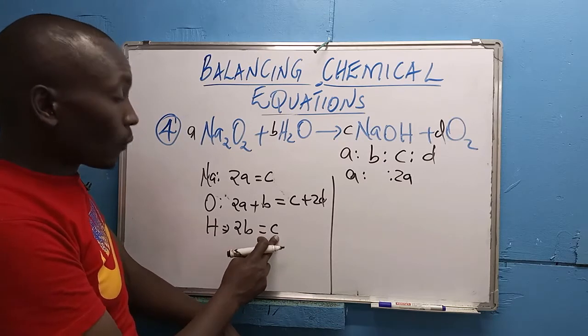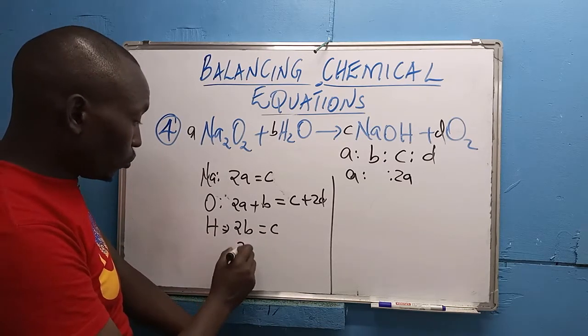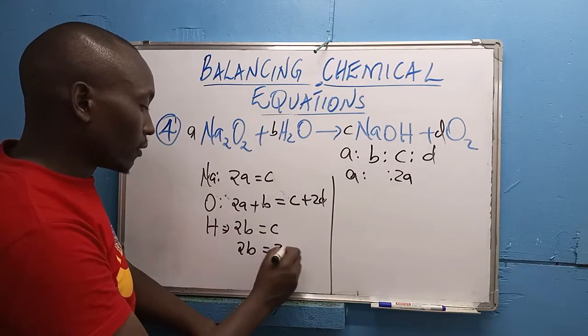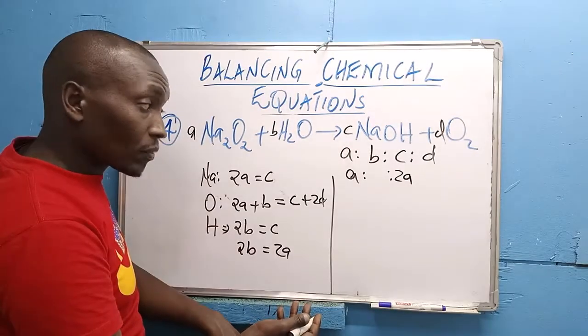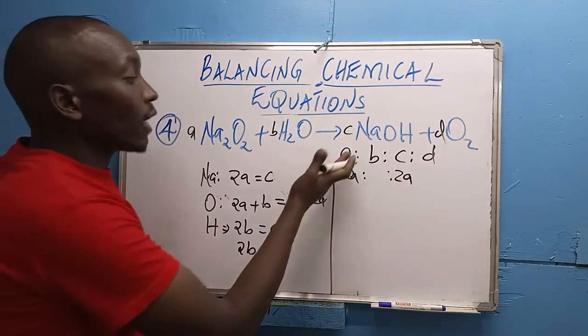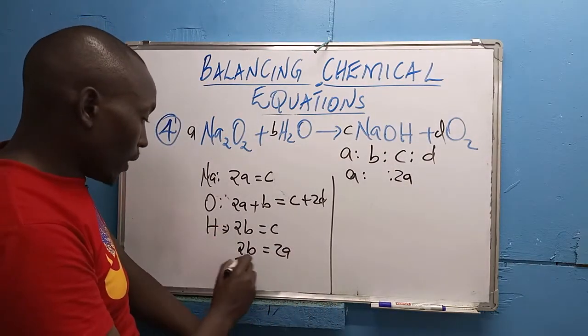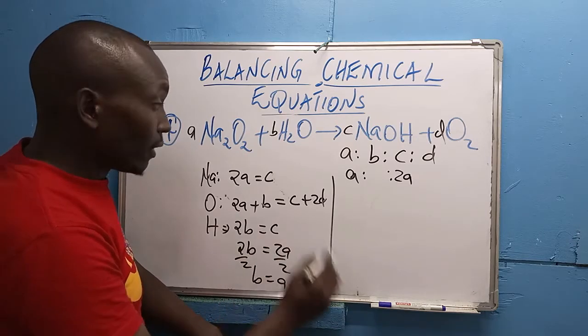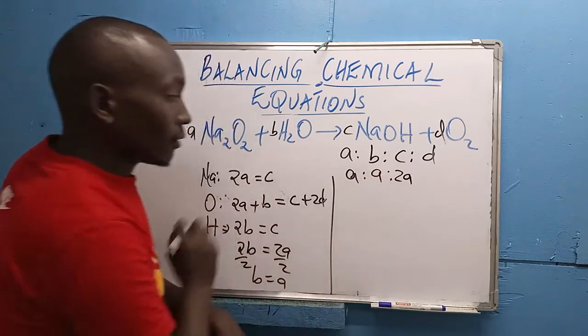Now, I can look at what I have. Like this one, already I have C. So 2B is C. And what is C? It is 2A. What exactly am I trying to do? I'm trying to represent all the other ratios in terms of A. Like in this one, divide by 2, divide by 2. We are saying that B is the same as A. So even this one is A.